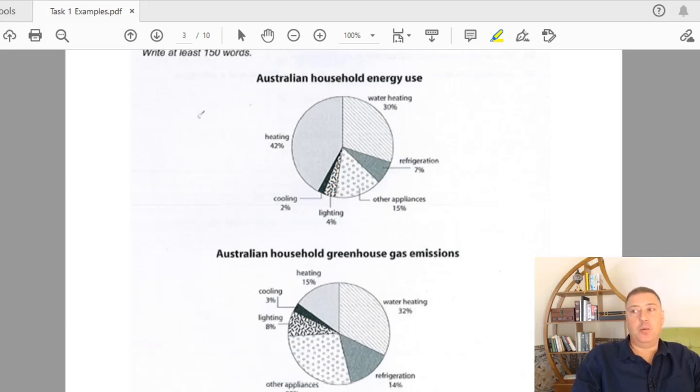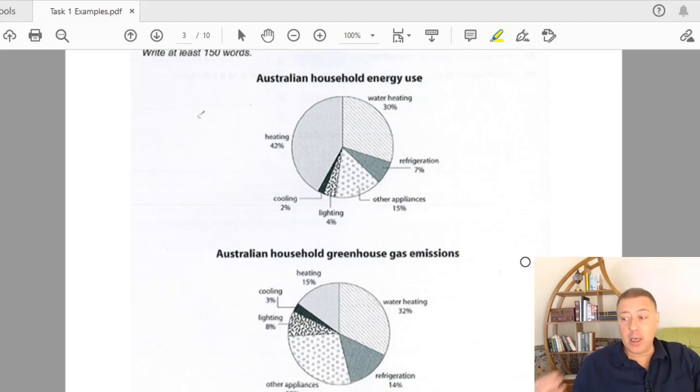So if you think about what's your overview, it's the greatest proportion of energy use in the first one and the greatest proportion of greenhouse gas emissions in the second one. So our overview could be something like, you could talk about greatest and least. So the greatest proportion of household energy use was spent on heating and water heating, while the greatest proportion of household greenhouse gas emissions was the result of water heating and the use of other appliances.